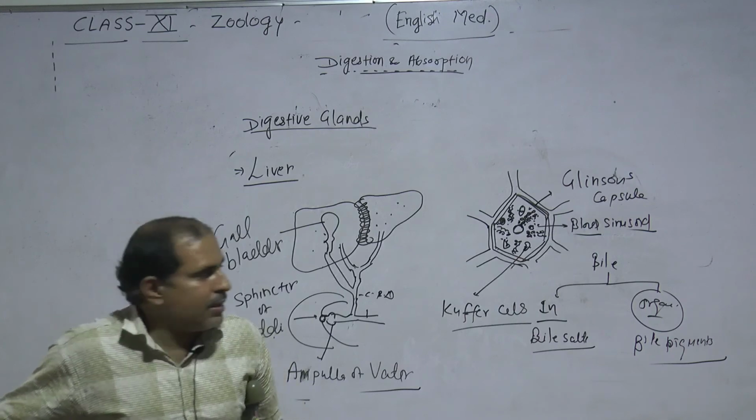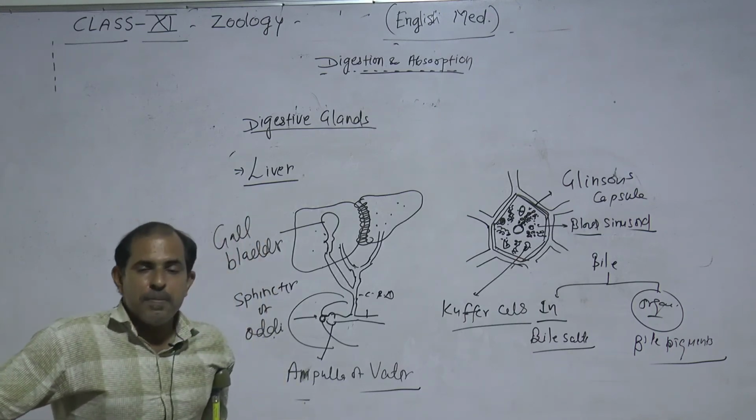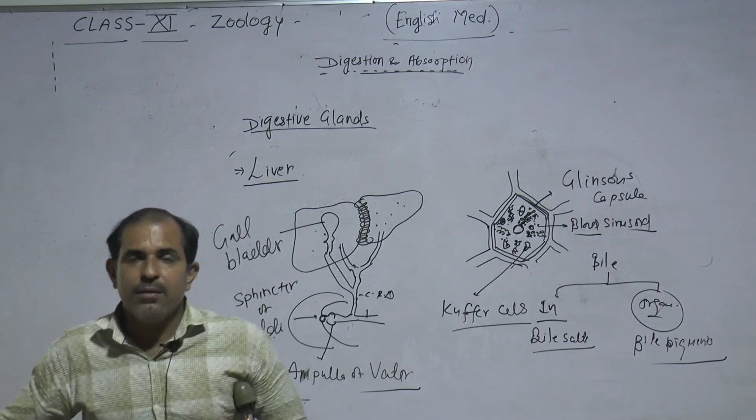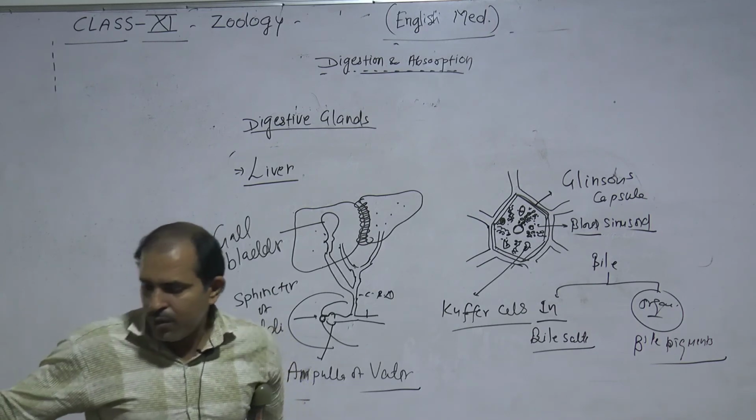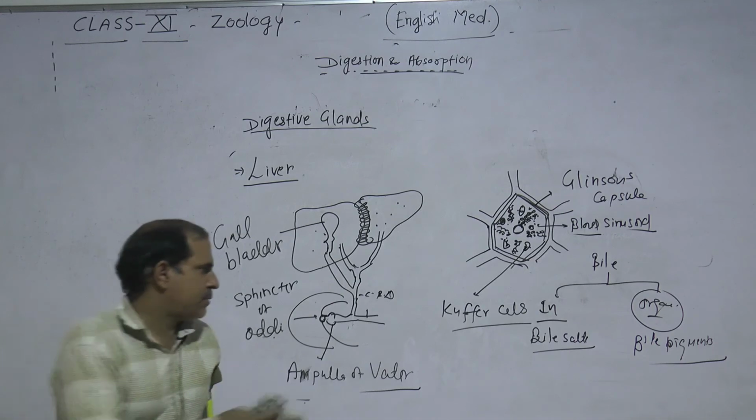Now the third one is the pancreas. And the pancreas is a gland.